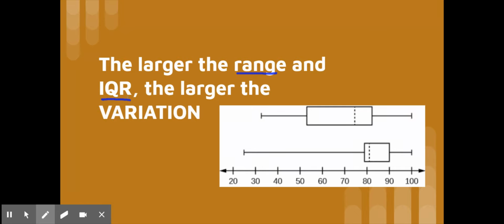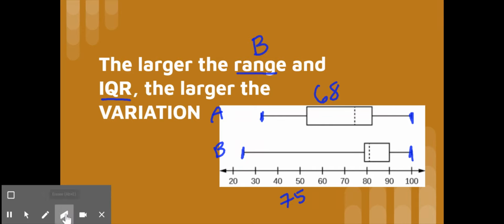Looking at this example, we've got a range that's about just over 30 to 100. So that's about upper 60s. Let's say 68 is our range here. Here we've got maybe 25-ish to 100. So our range here would be about 75-ish. So if it asked based on the range, if we called this A and this B, then B would have the larger variation based on the range.